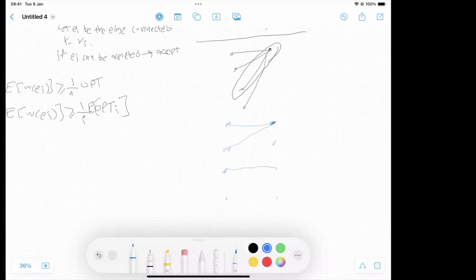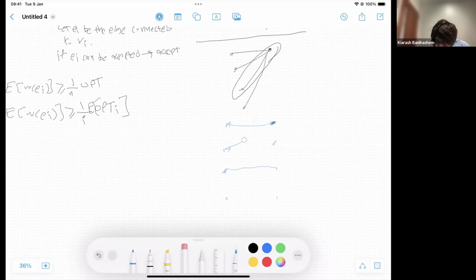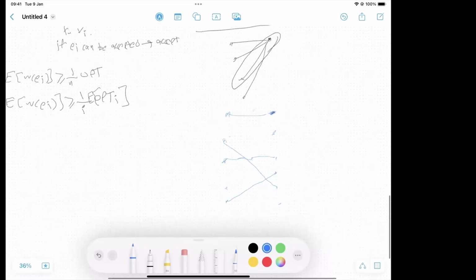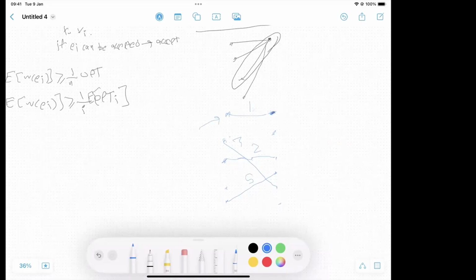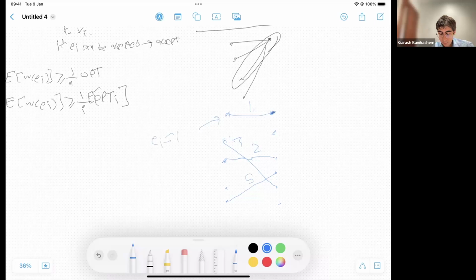Let's say this is connected to this. Let's say this last one's not connected to anything, and this one is connected to this. Let's say this is 1, this is 3, this is 2, this is 5, for instance. So I fixed these vertices. Now, what happens if I decide which one of these vertices is going to be vertex I? If this first one is going to be vertex I, then EI is going to equal 1.